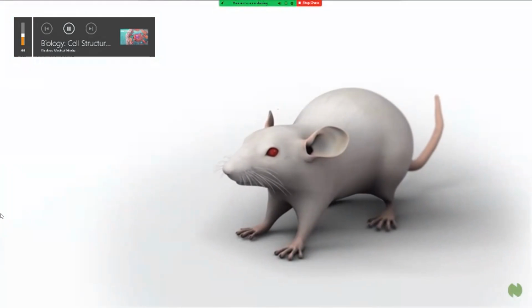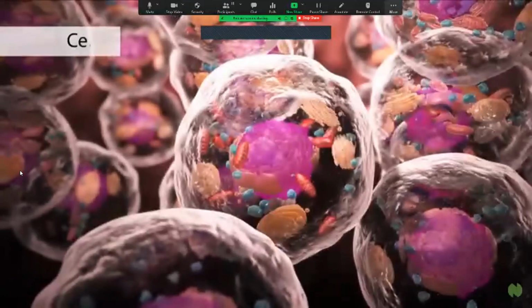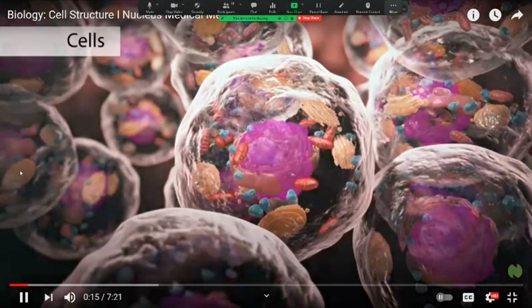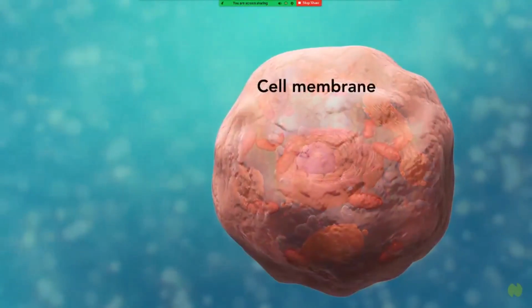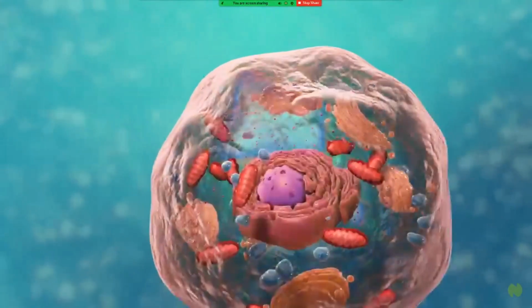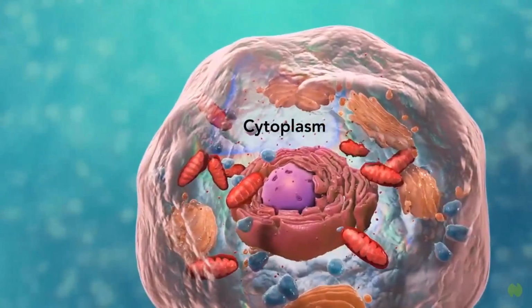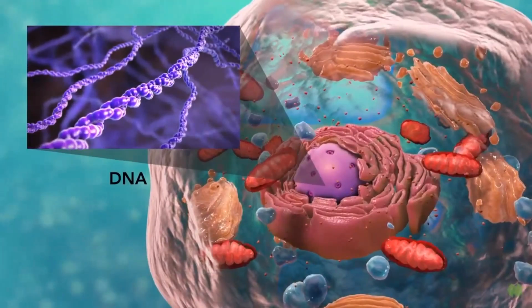Cells are the smallest living units of an organism. All cells have 3 things in common, no matter what type of cell they are. All cells have a cell membrane, which separates the inside of the cell from its environment, cytoplasm, which is a jelly-like fluid, and DNA, which is the cell's genetic material.